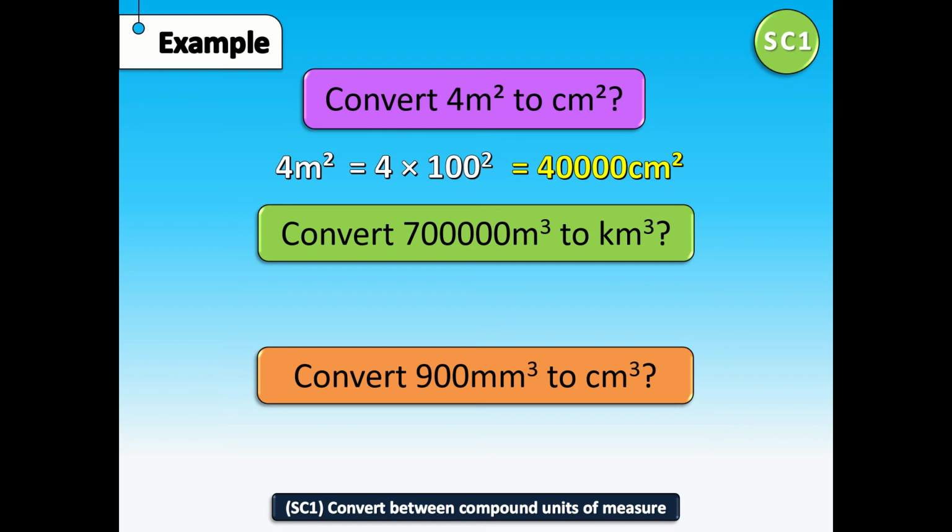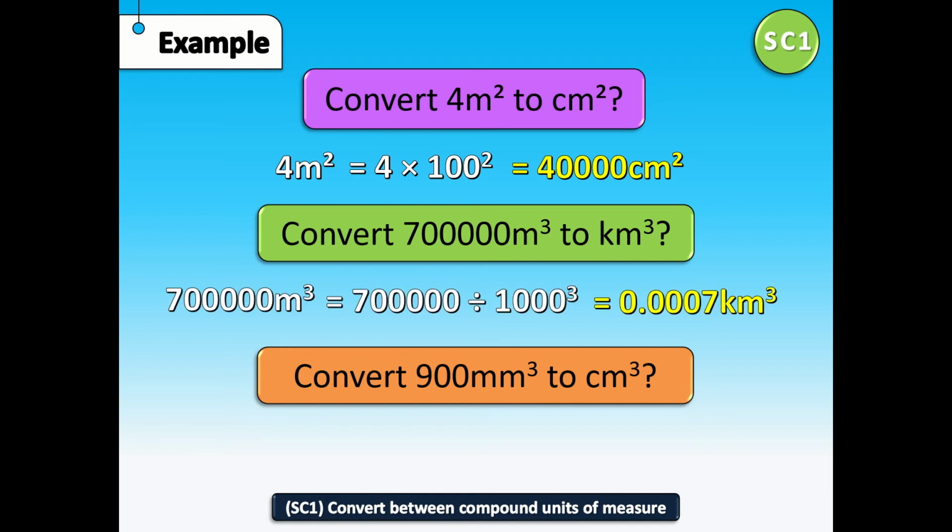To convert 700,000 metres cubed into kilometres cubed, to go from metres to kilometres, we divide by 1,000. So to go from metres cubed to kilometres cubed, we need to divide by 1,000 cubed, which would be this.